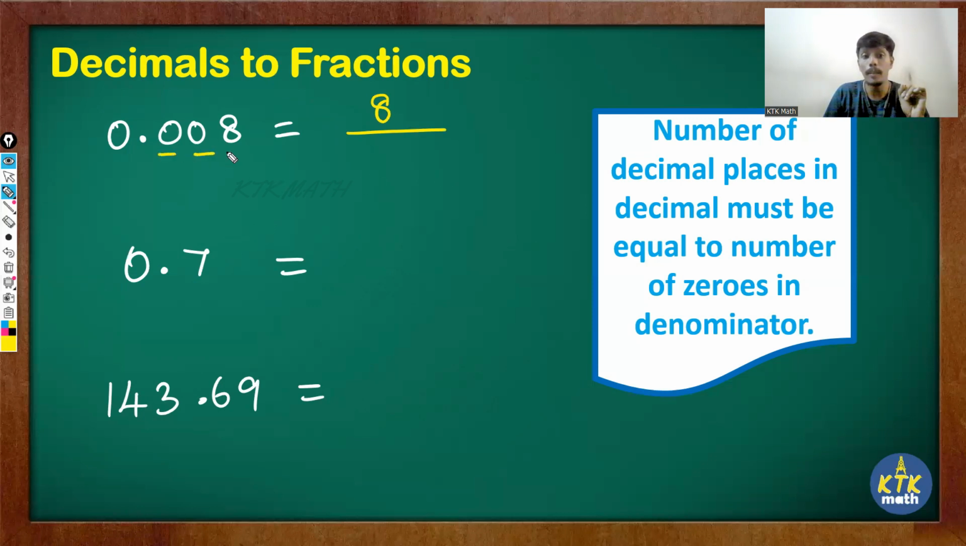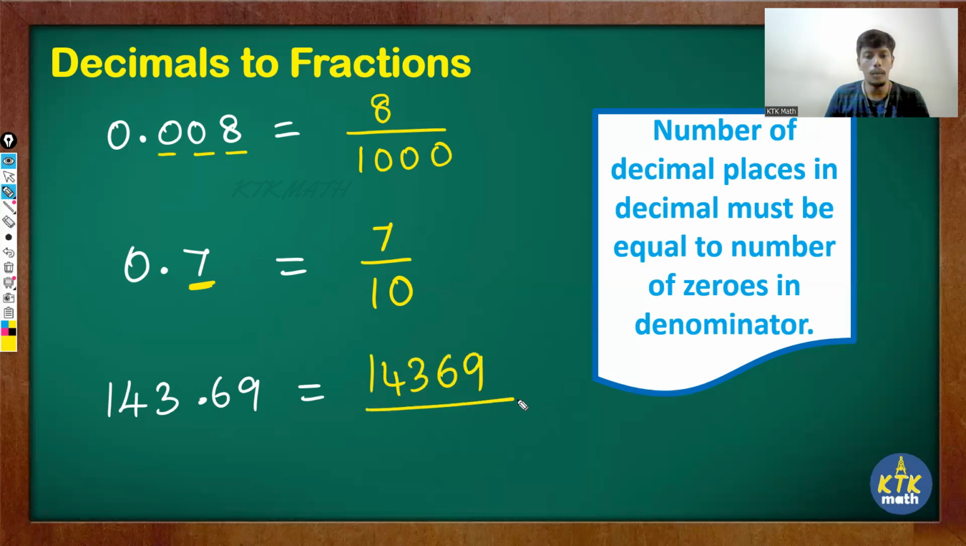Point after how many numbers? 3 numbers. So you must write 3 zeros. Don't think that 8 is a 1-digit number so we should write 10. It's wrong. You are counting the places after the point. So 3 numbers are there, so you need to include 3 zeros in your denominator. Then 7: 7 over 10, only 10 because there is only one number after the point. Now here, 14369 over 100. Over in the sense of 'by'. Okay, those are all the answers, children.